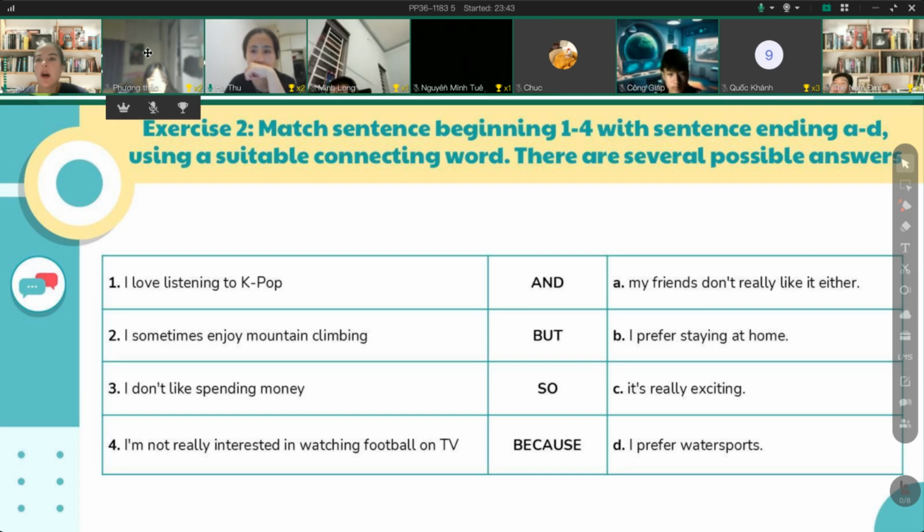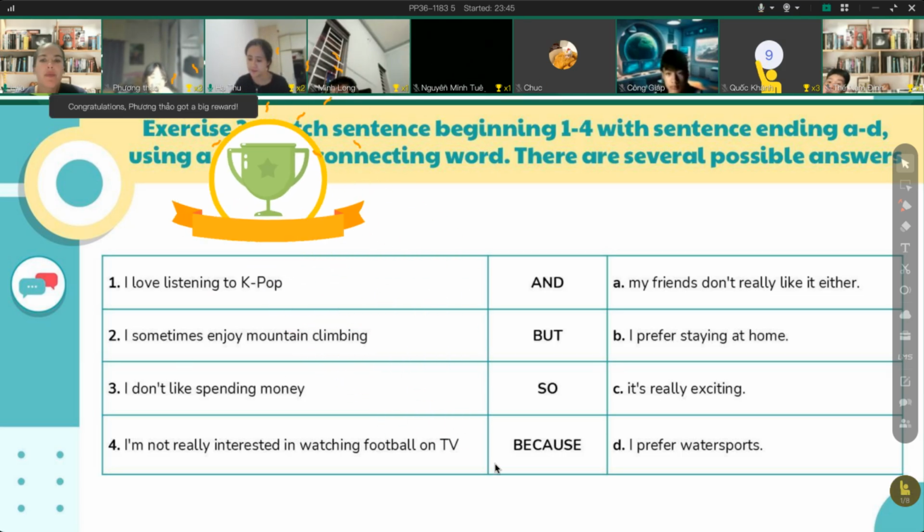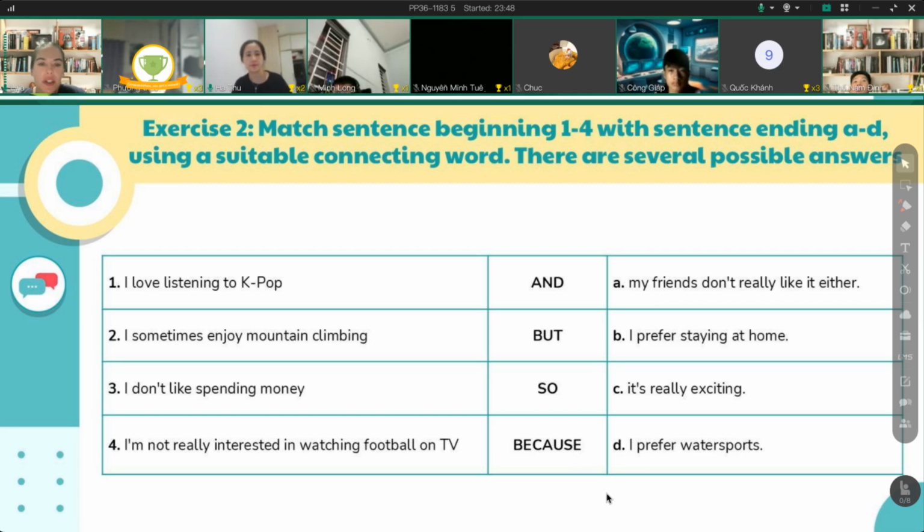Okay. Number 1, Tao. What linking word did you use and what did you link it with? I love listening to K-pop because it's really exciting. That's perfect. That does work. Remember, there are many options, okay? Not only one is correct. That is good. Thank you, Tao.